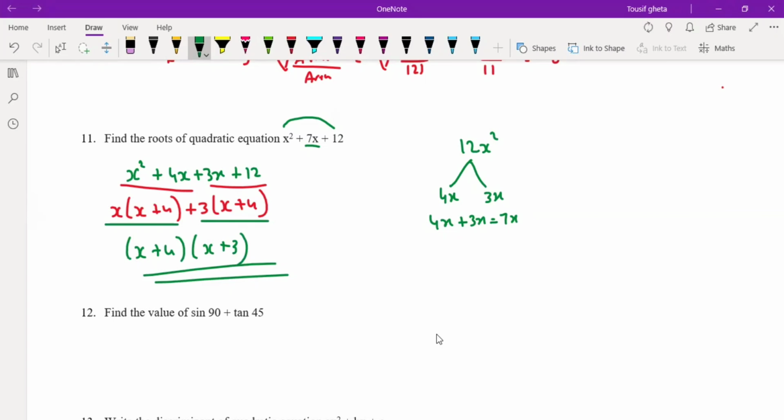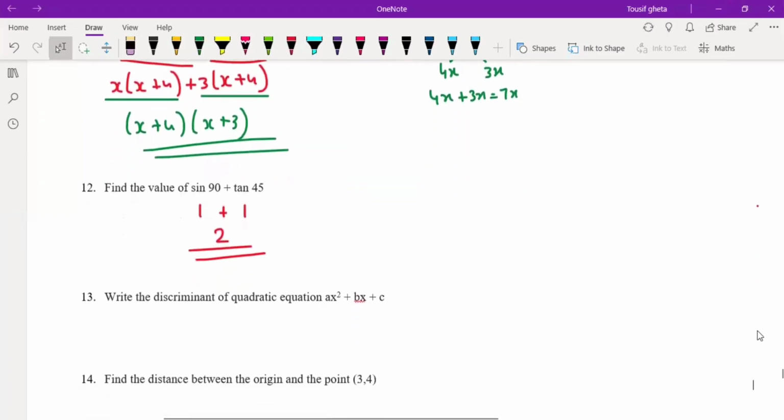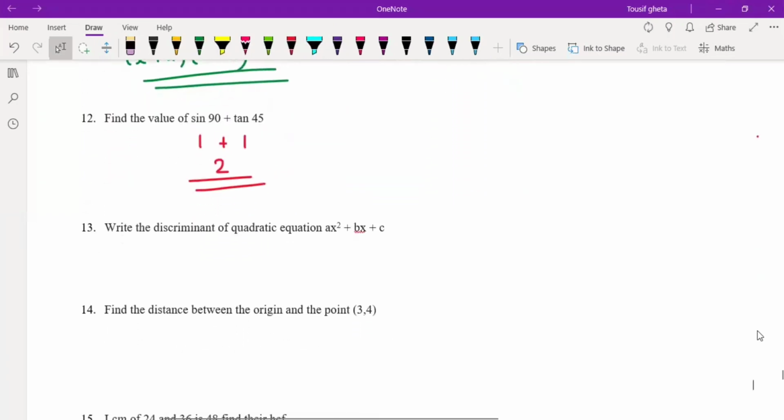The 12th one. So they're saying to find the value of sine 90 plus tan 45. Very simple. We know sine 90 value is 1, plus tan 45 value is also 1. So 1 plus 1 will give what? 2. Very simple. Just a matter of seconds to solve that problem, right? The next one is the easiest one.